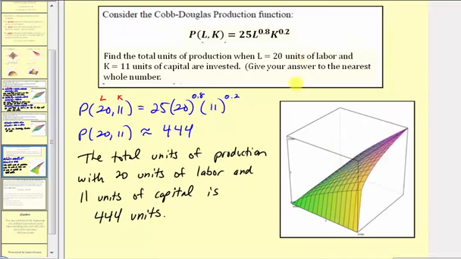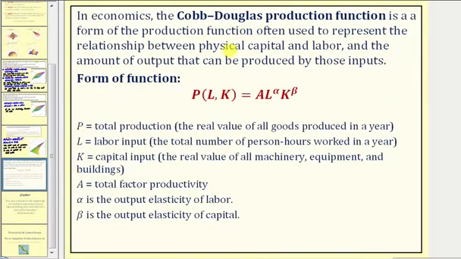I've also provided the graph of our Cobb-Douglas production function given here. Notice how it would be the surface in space. If you want to learn more about the Cobb-Douglas production function, you may want to pause the video here and review what all these variables represent. But this production function is often used to represent the relationship between physical capital and labor and the amounts of output that can be produced by those inputs.